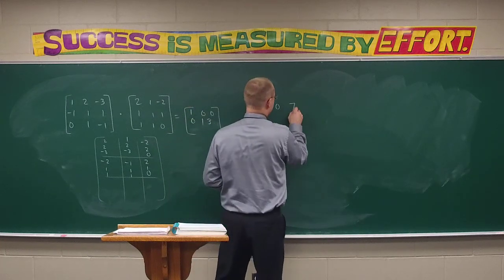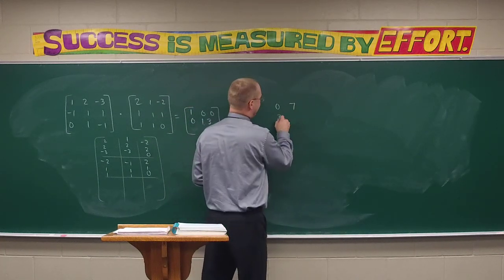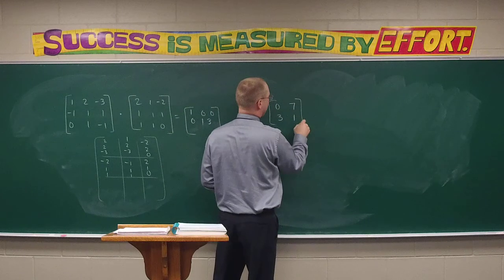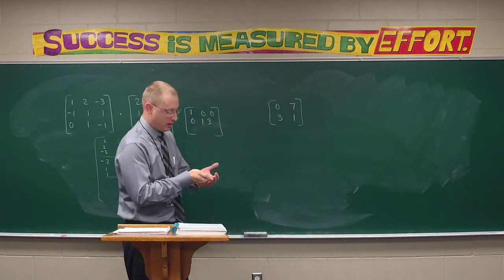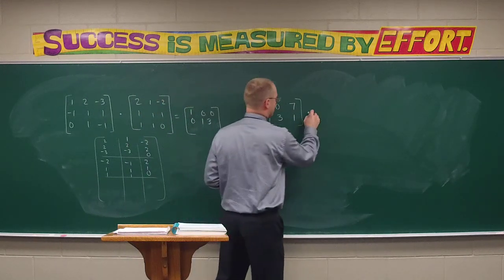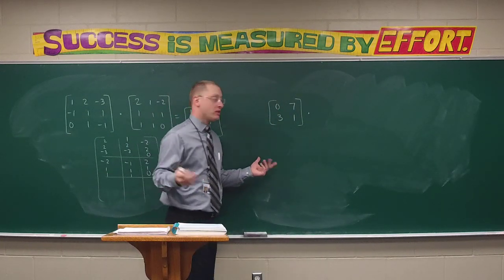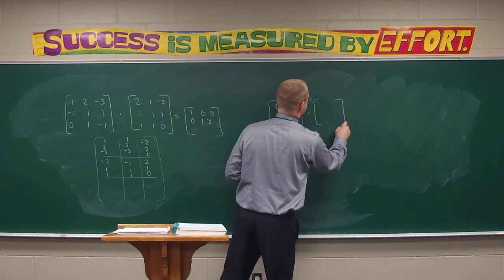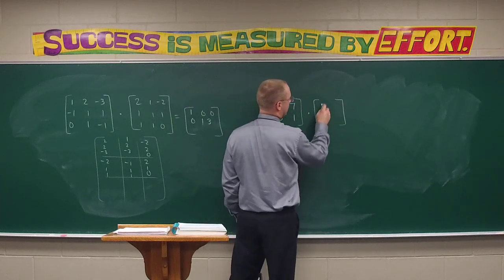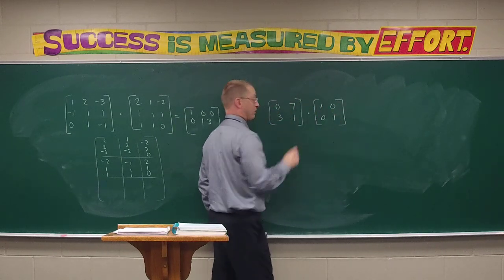We've got a 0, 7, 3, 1. And the instruction is to multiply by the appropriate identity matrix. Obviously, in this case, which is the correct identity matrix, class? I2. Again, what is the I2 matrix, Kendall? 1, 0, 0, 1. There we go, and I wrote it correctly this time.